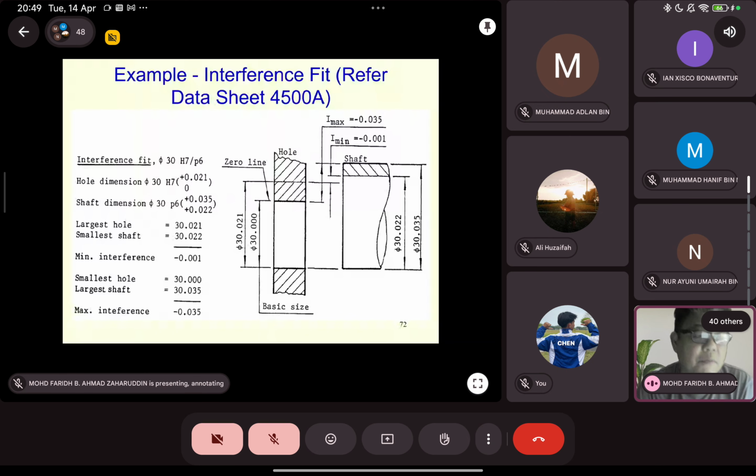Okay, so interference. How to calculate the minimum interference: take the largest size of hole, this one, and you minus the smallest size of shaft. That will be the minimum interference. The maximum interference is between this: the smaller size of the hole, you minus the largest size of the shaft. You will get both values in negative. Right? Okay, now.